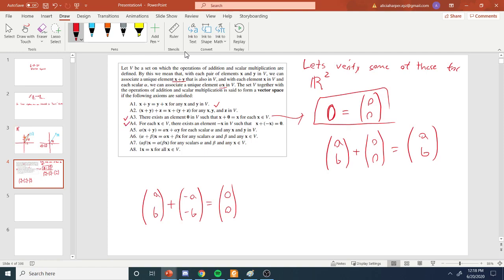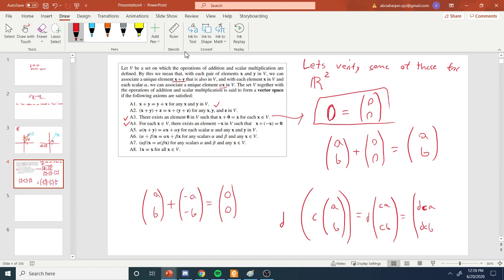I'll also check A7. So let's suppose we have a vector (a, b), and we multiply it by c, and then we multiply the resulting vector by d. Well, this is going to be the same as d applied to (ca, cb), which is the same as (dca, dcb), which is the same as dc times (a, b). So this calculation we just did right here verifies A7.